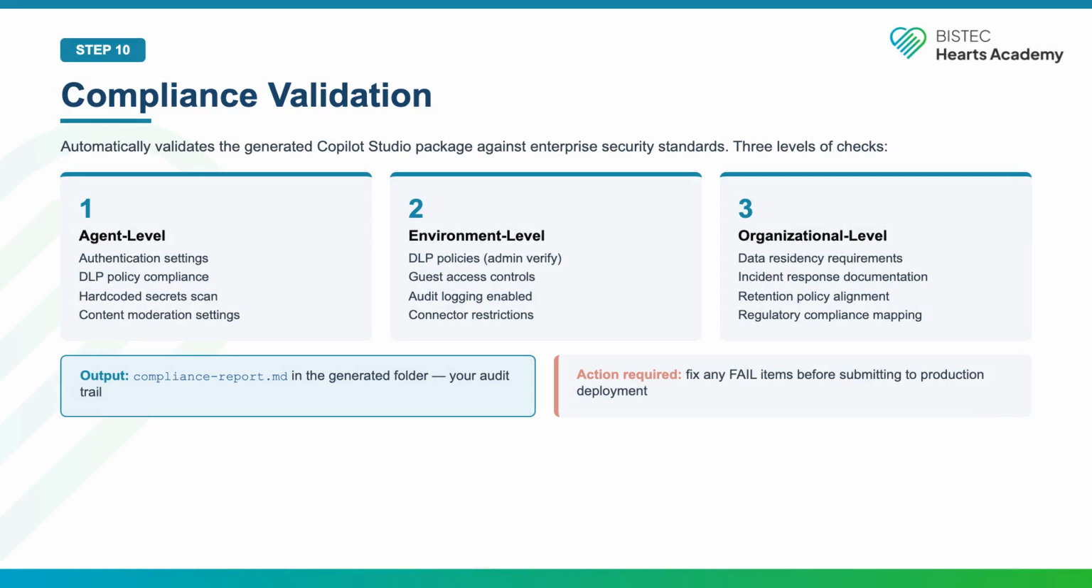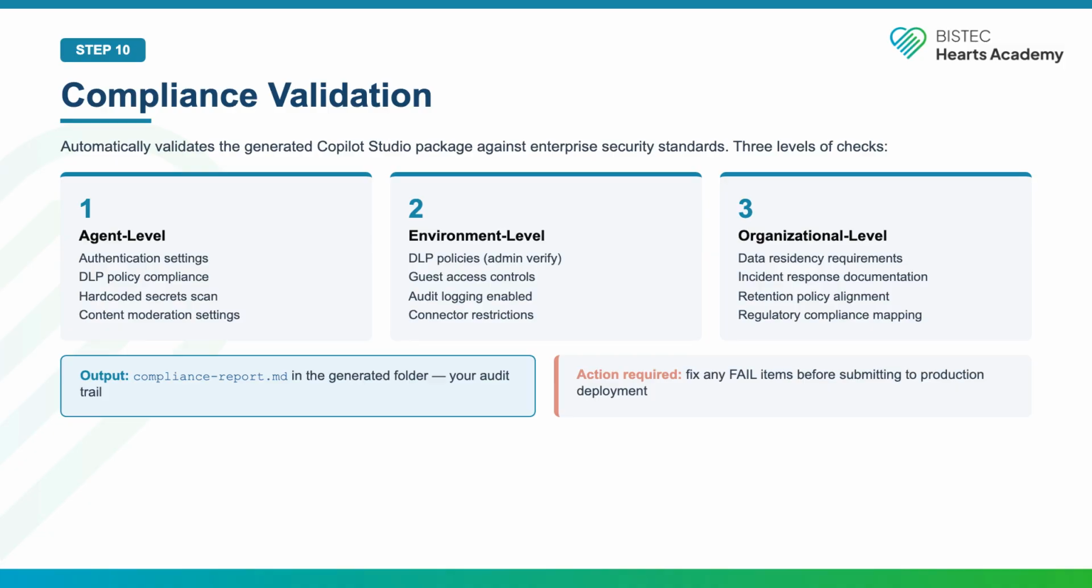Step 10 runs automatically after the Copilot Studio package is generated. It validates the package against enterprise security standards across 3 levels. Agent-level checks cover what you directly control: authentication settings, DLP policy compliance, a hard-coded secret scan, and content moderation configuration. These checks can be fully automated against the generated files.